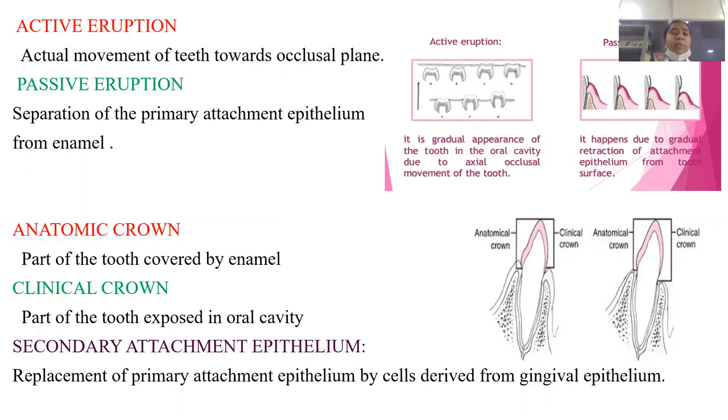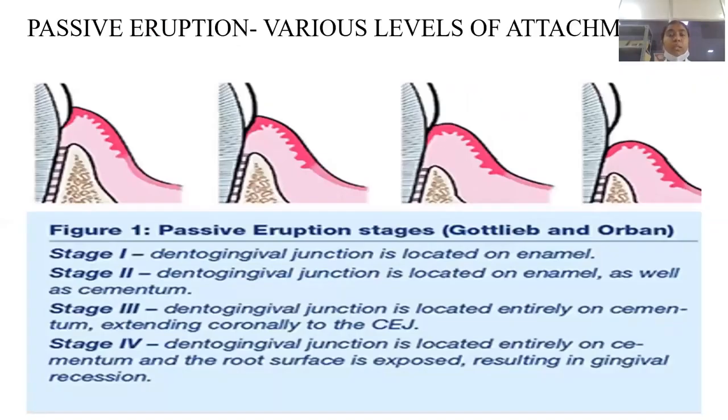Anatomic crown is nothing but the part of the tooth covered by the enamel. Clinical crown is nothing but the part of the tooth exposed in the oral cavity. Secondary attachment epithelium is nothing but the replacement of primary attachment epithelium by cells derived from gingival epithelium. Then comes passive eruption, where various levels of attachment can be seen here.